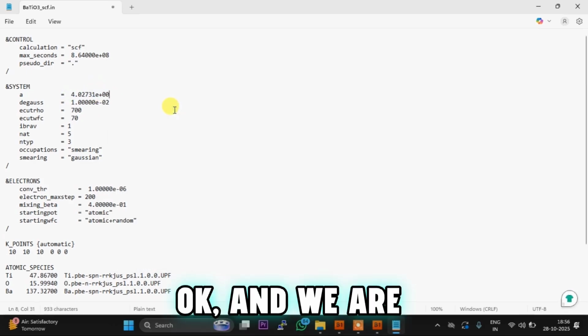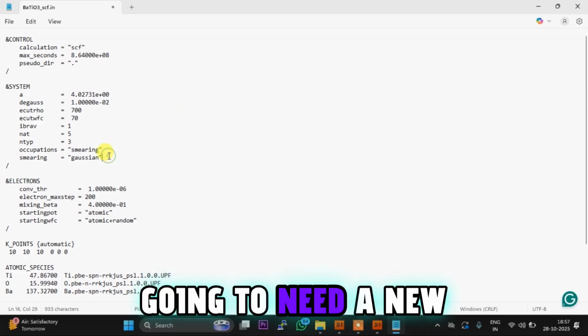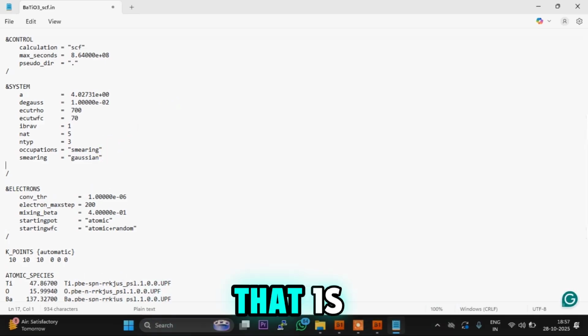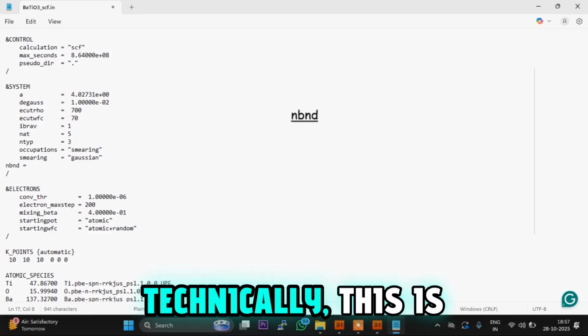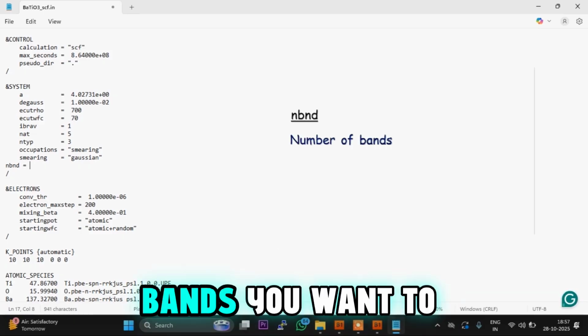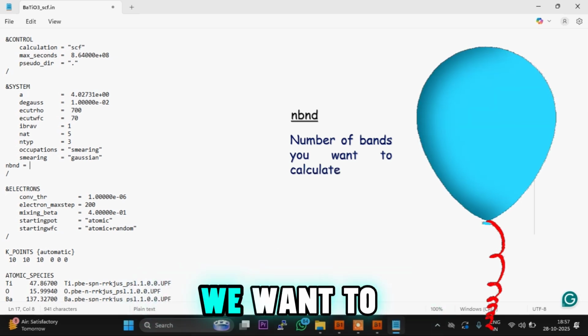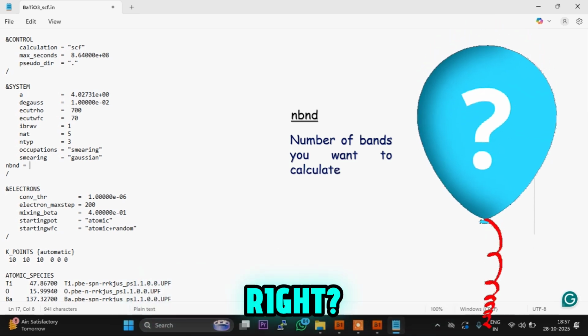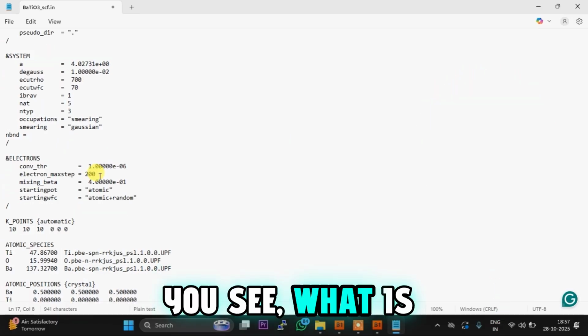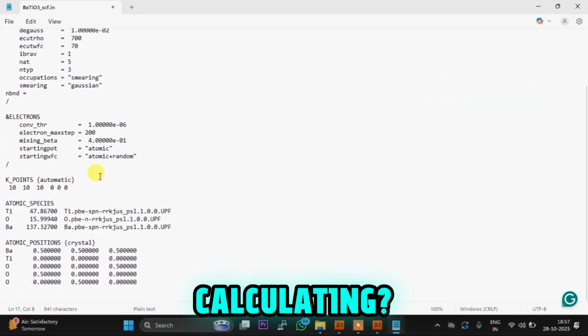Okay. And we are going to need a new parameter here, that is nbnd. This is called N band. Technically, this is the number of bands you want to calculate. But what is the number of bands we want to calculate? That's the question, right? You see, what is the material that we are calculating?